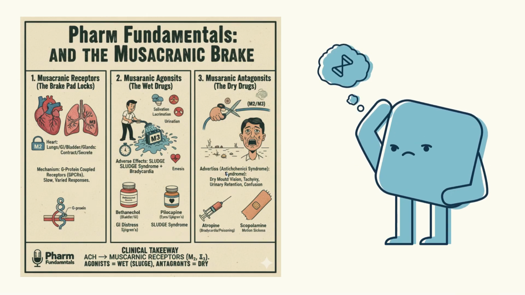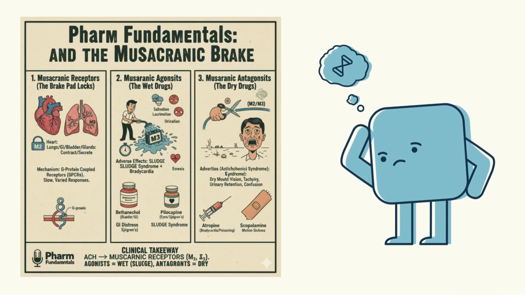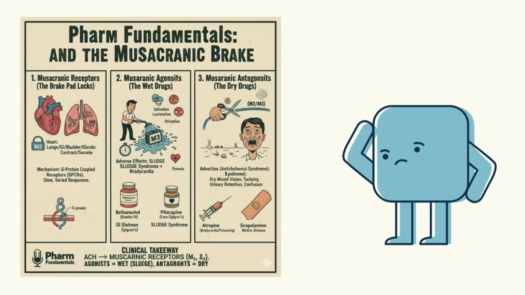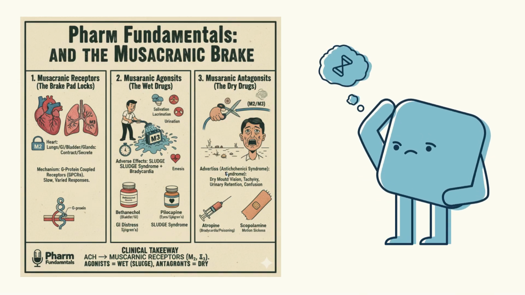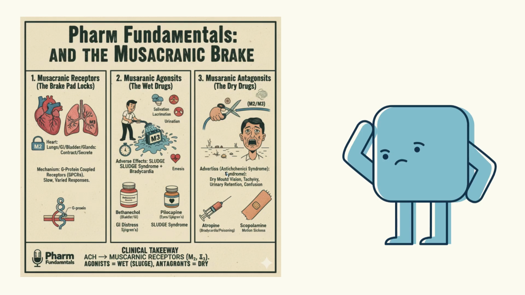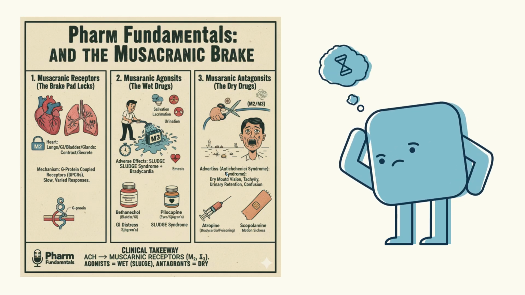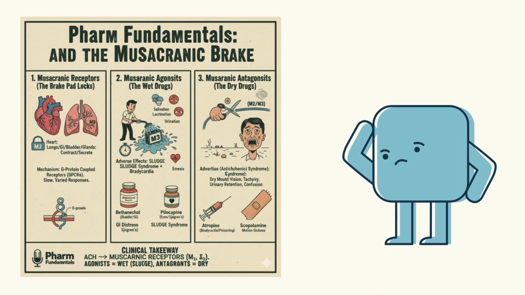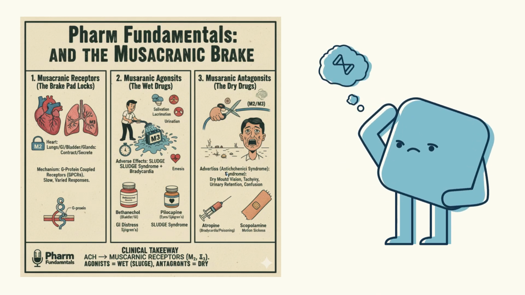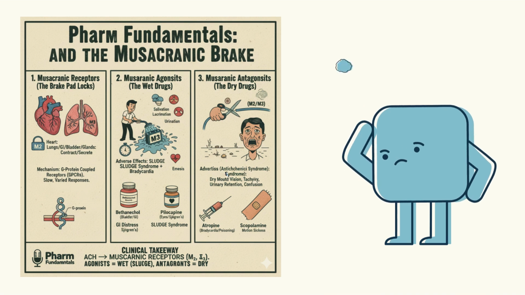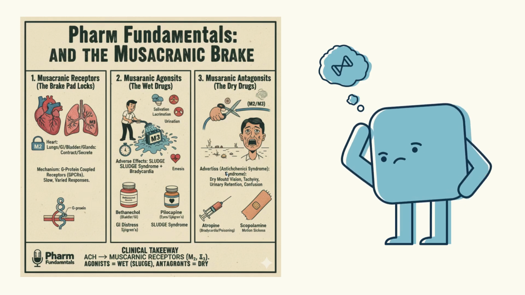Or scopolamine. So it's similar to atropine but has a stronger CNS effect. It's used in transdermal patches to treat motion sickness. And tropicamide. It's used as an eye drop. It's used to dilate the pupil for eye exams. The adverse effects, it's the anticholinergic syndrome.